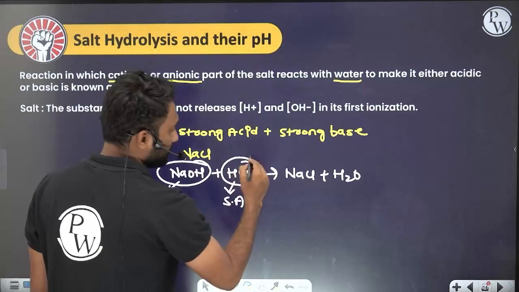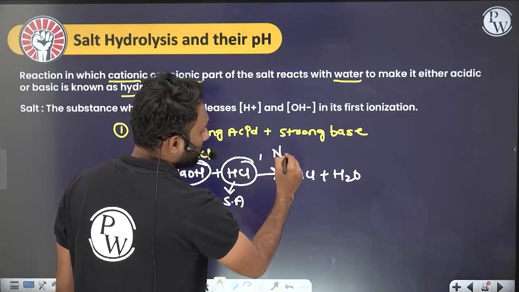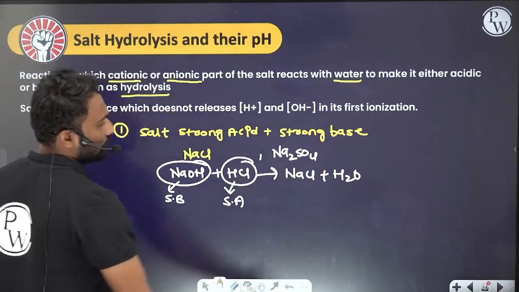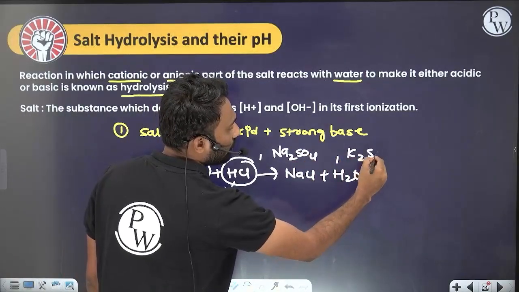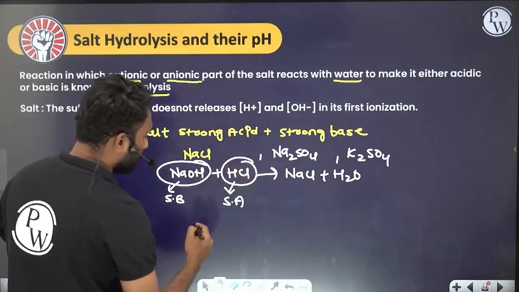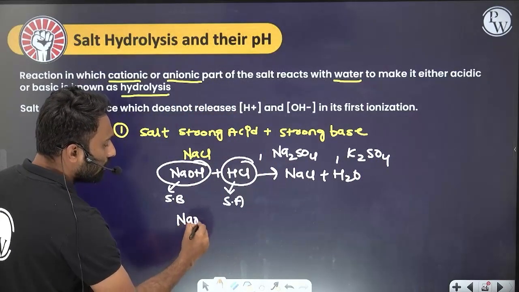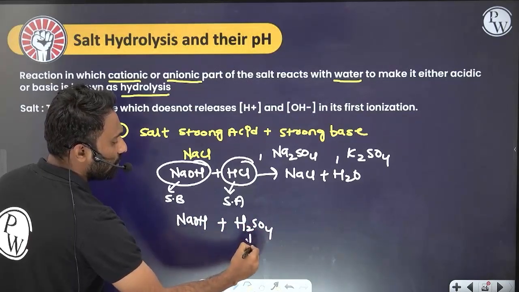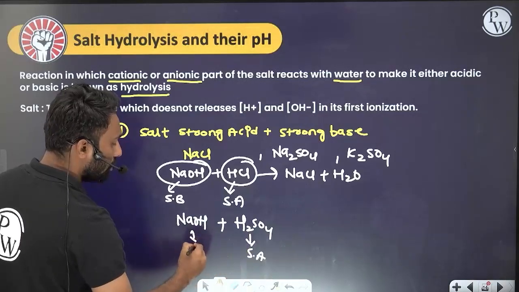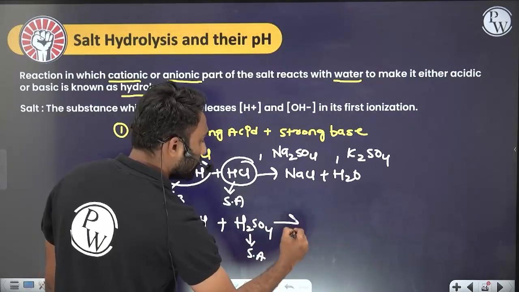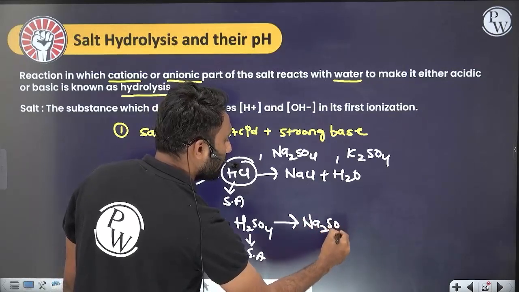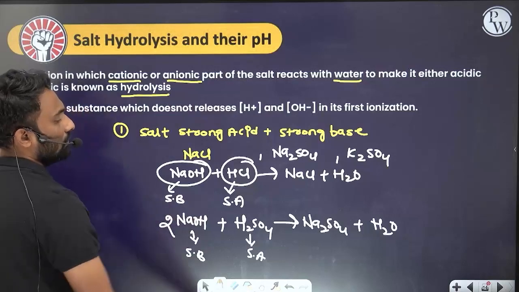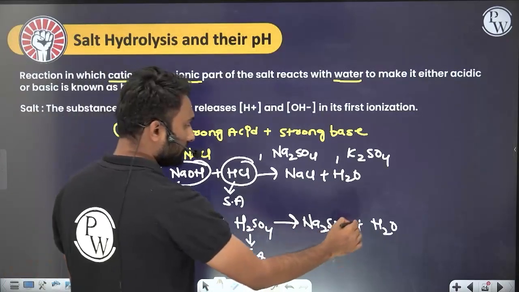Okay, next, Na2SO4, next K2SO4. Look here, Na2SO4: same, sodium hydroxide plus sulfuric acid. Now this is a strong acid, and this is a strong base. Now it gives rise to Na2SO4 plus H2O. Now here is 2. Now here this has been balanced, right?